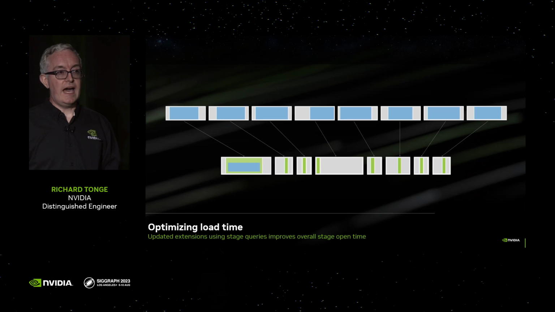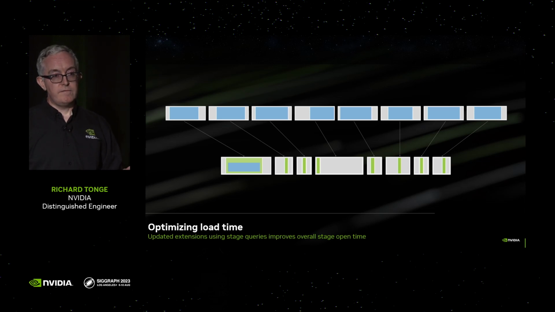So USDRT has an alternative. As I mentioned earlier, USDRT makes an index of the stage. It buckets prims according to their type. And USDRT provides a new API where the extension can just say, hey, give me all the physics prims, or hey, give me all the render meshes.